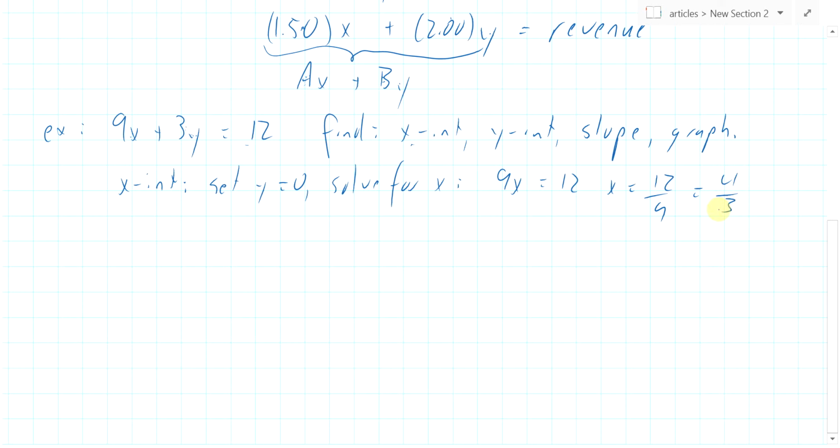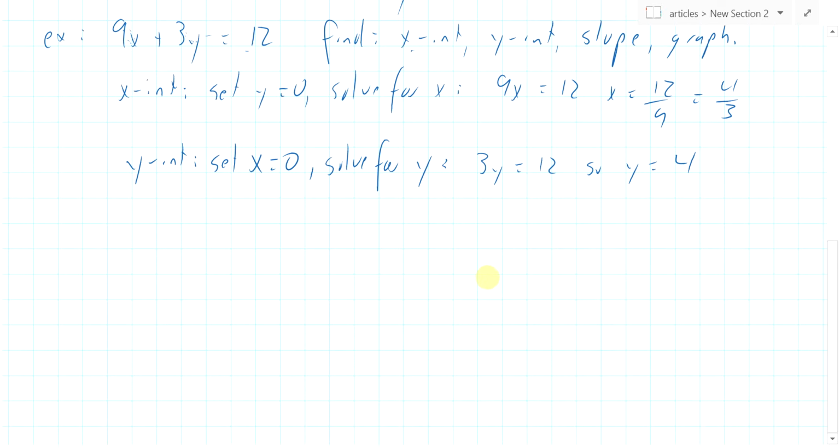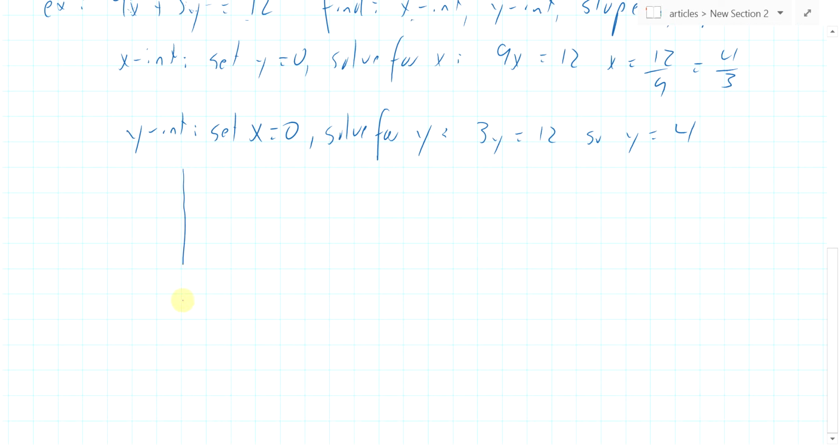What's the y-intercept? Well, we don't know that either at this point, but it's easy to do. Y-intercept, same deal as the x-intercept, except now you set x equal to 0 and solve for y. So we go back up to this equation. We set this term equal to 0, the 9x, and we're just left with 3y equals 12. So y equals 12 over 3, which is 4. There's my y-intercept. Well, now we're cooking. We've got an x-intercept, we've got a y-intercept. We can start graphing.